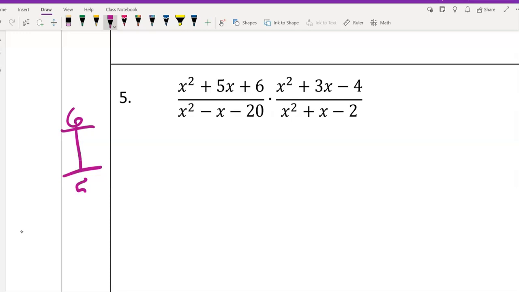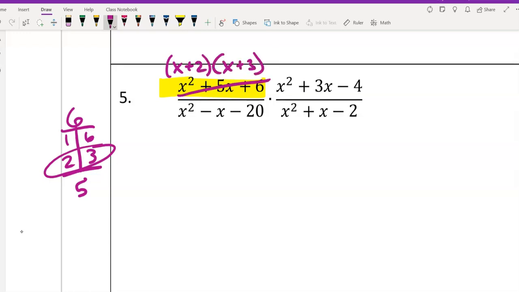We have 6 on top, 5 on the bottom. This is what we're factoring first. So 6 on top and 5 on the bottom. We have factors of 6: 1 and 6, 2 and 3. Now, which of these adds up to 5? So our factors are x plus 2, x plus 3. And if I'm moving too fast for you, you can slow the video down using the little gear shape in the bottom right-hand corner of this video.